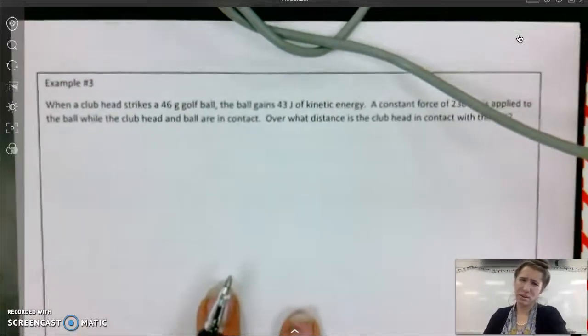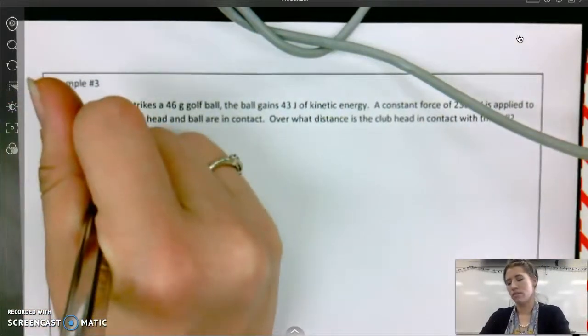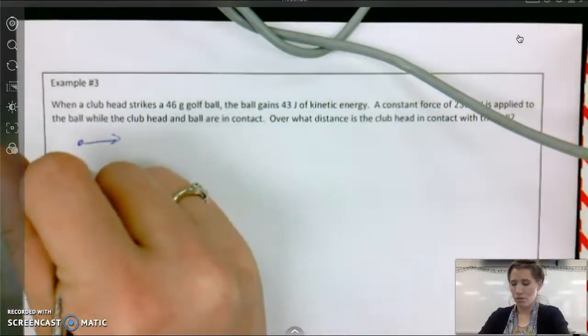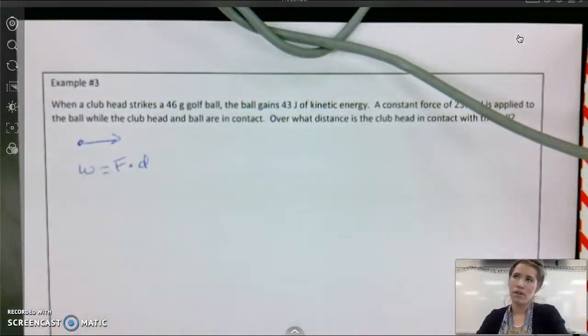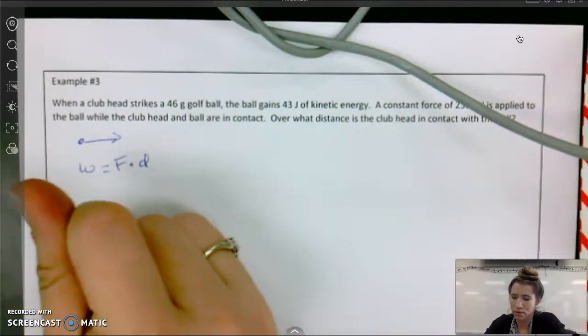Okay, it doesn't talk about height or anything, so let's make this assumption. It's kind of like the hockey puck, that the golf ball is hit, but it travels all linearly, okay? So it doesn't go up or down. So that change in energy would be all kinetic again. So work is force multiplied by the displacement in which the force was being applied. So over what distance is the club head in contact with the ball? That would be that displacement there. So work divided by force.